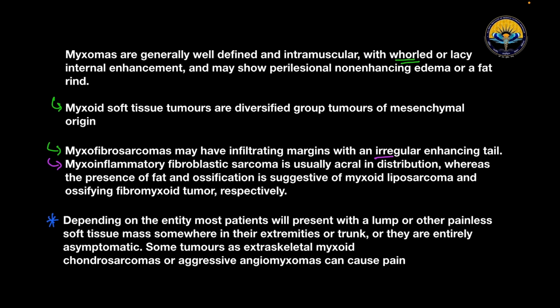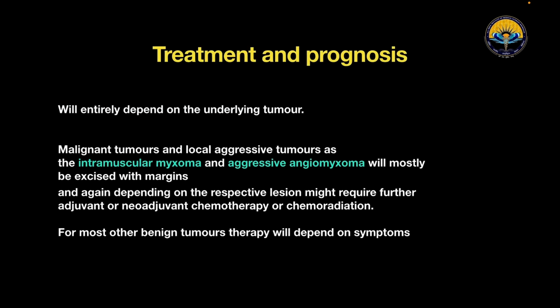Depending on the entity, most patients will present with a lump or other painless soft tissue mass somewhere in their extremities or trunk, or they are entirely asymptomatic. Some tumors, such as extraskeletal myxoid chondrosarcomas or aggressive angiomyxomas, can cause pain.